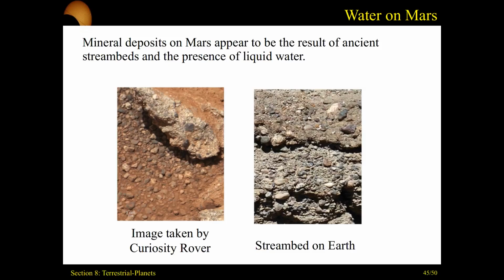Looking in more detail on Mars, we see examples of patterns like this. They appear to be mineral deposits, and the image here is on Mars, whereas this one's just a stream bed on Earth. Obviously there's a lot of comparisons that we can try and make. So the speculation here is that these were made by ancient stream beds on Mars when there was flowing water on the surface.